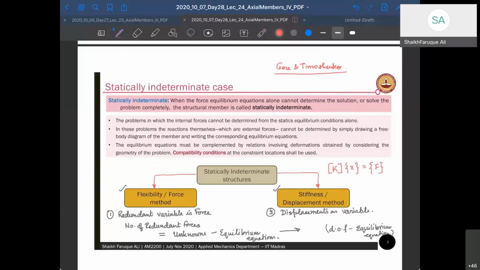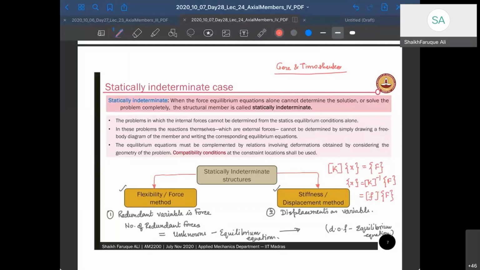Okay, you solve it in this format. So therefore X, the degrees of freedom, is K inverse F, where K is stiffness, right? So you get it in the matrix format. Okay, K is the stiffness, and this can be written as flexibility inverse. Remember that K inverse is the flexibility matrix. So flexibility matrix into forces.